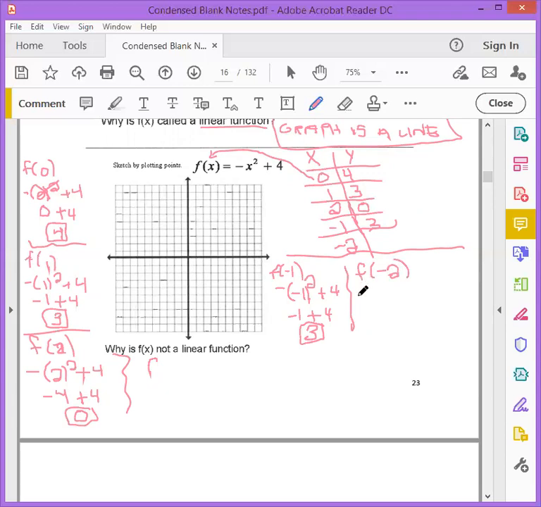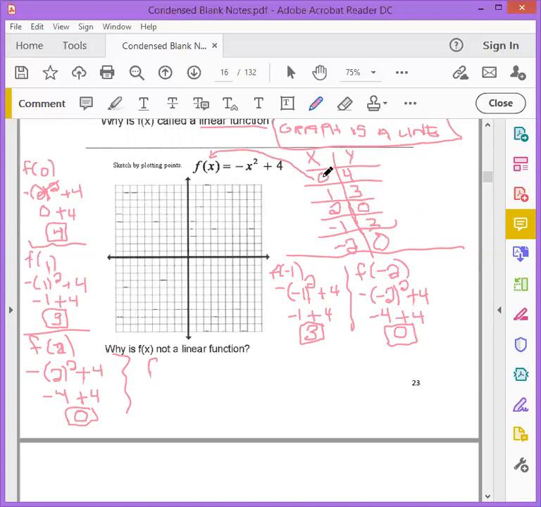We have negative, and then (-2) to the second power plus 4. -2 to the second power is 4. Carry down the minus sign. -4 plus 4 gives us 0. So the value of this function when x is -2, we get 0.